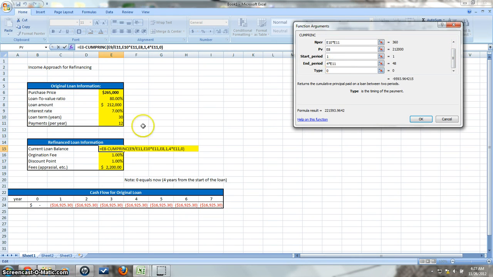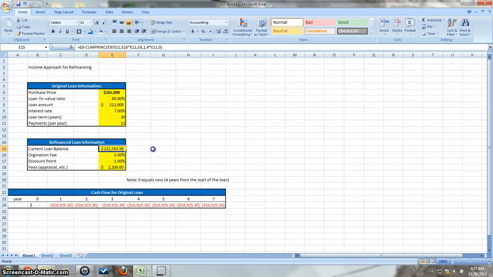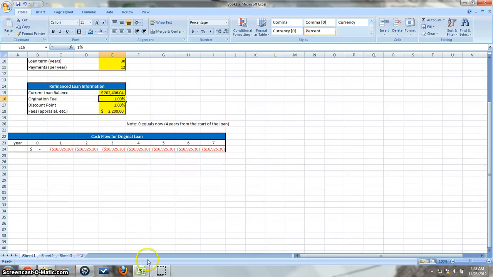You can put in a cell, you could put it over here or down below and do type. If you do 0, that's making it so that payments are being made at the end of the month versus at the beginning of the month, and it's going to mean that a little less principal is paid off, but overall not a huge deal. I should point out the cumulative principal paid is a negative balance, so you're going to want to make sure you add this. It's a little counterintuitive, but you'll get the current loan balance. And then you can work on the next step.